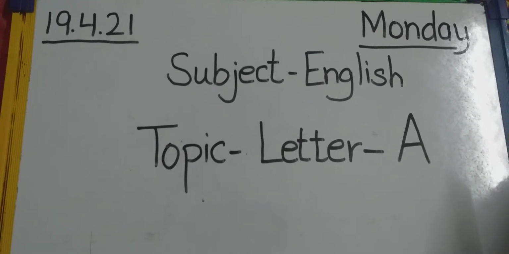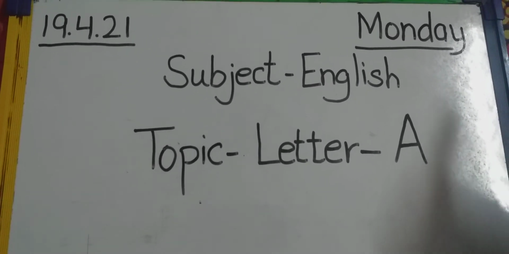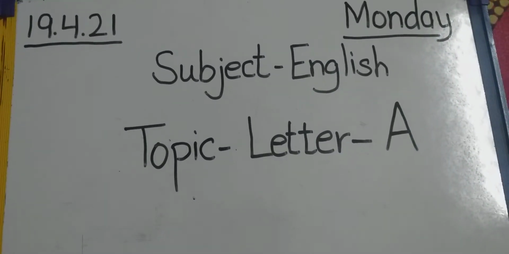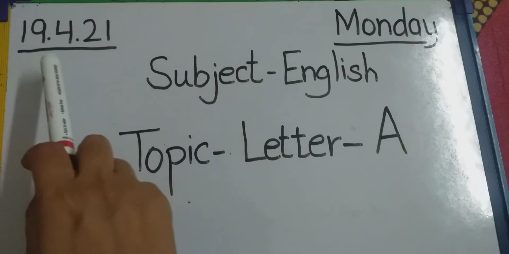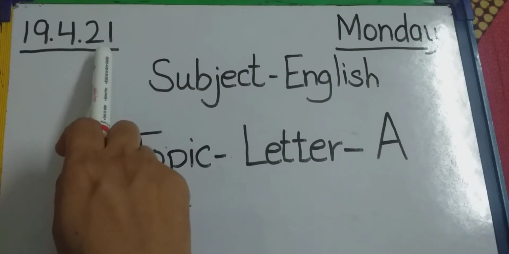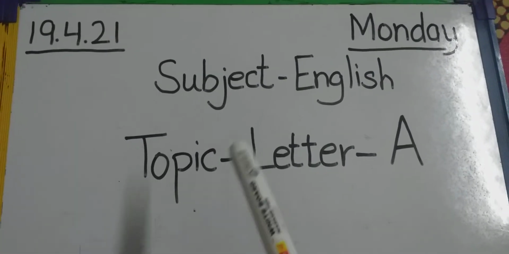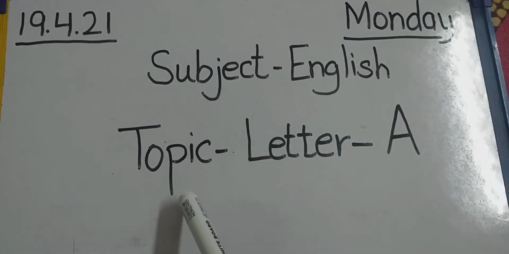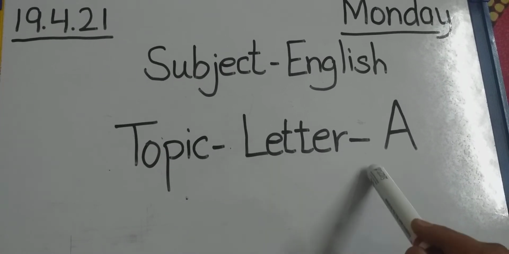So, children, what is the day today? Today is Monday. And what is the date today? Today is 19th April 2021. Okay. So, children, today our subject is English and the topic is letter A.